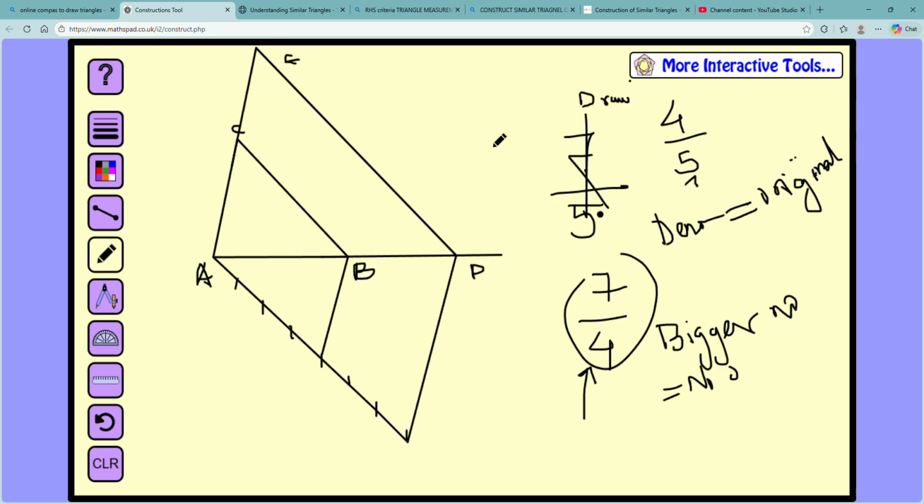Sometimes they might give you mixed fractions like this, for example 3 and 1 by 2. At that moment, what you have to do? 2 threes are 6, 6 plus 1 is 7, so 7 by 2. The original triangle is 2, and 7 will be the new triangle. With respect to the original triangle, obviously the new triangle will be greater. I hope you have understood this concept very well, and I hope that you will write this better in the examination.